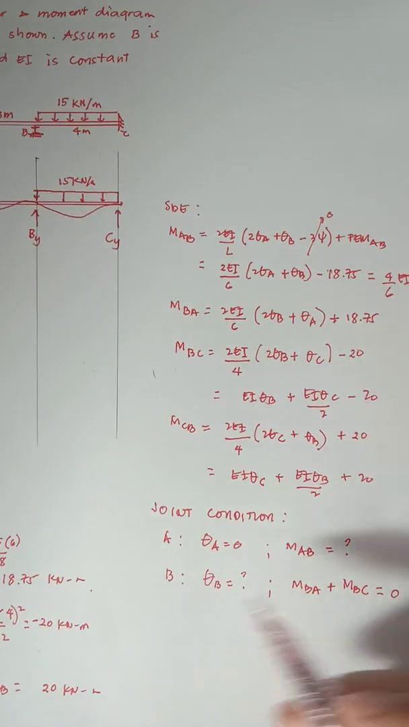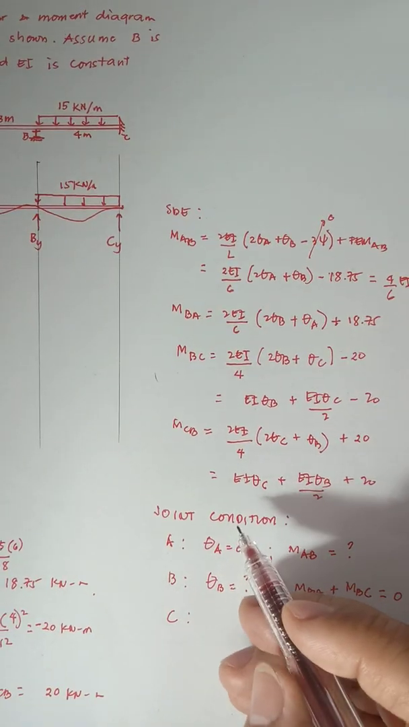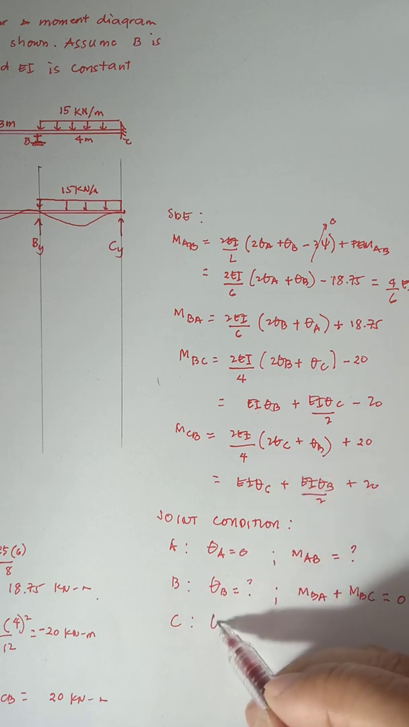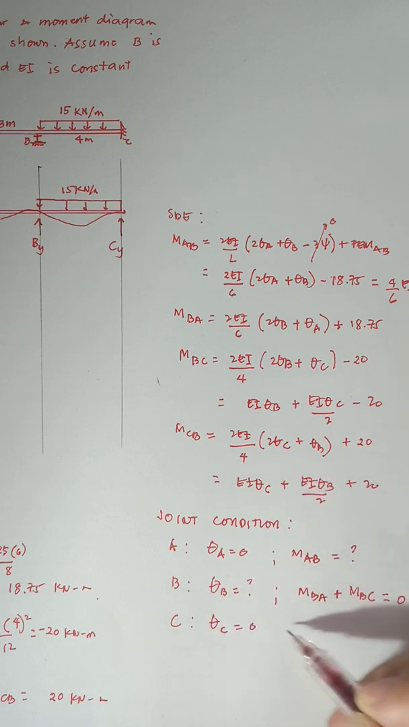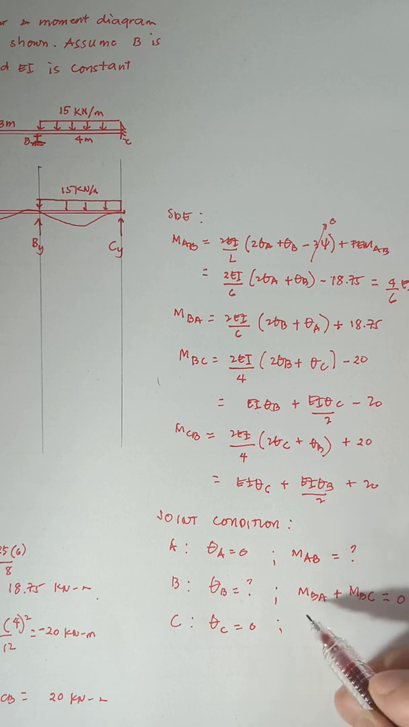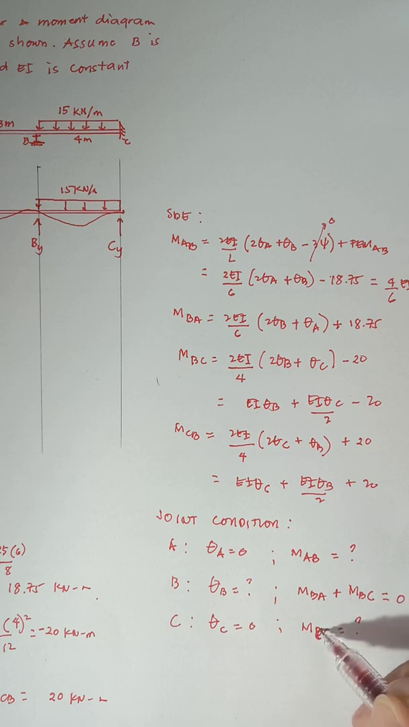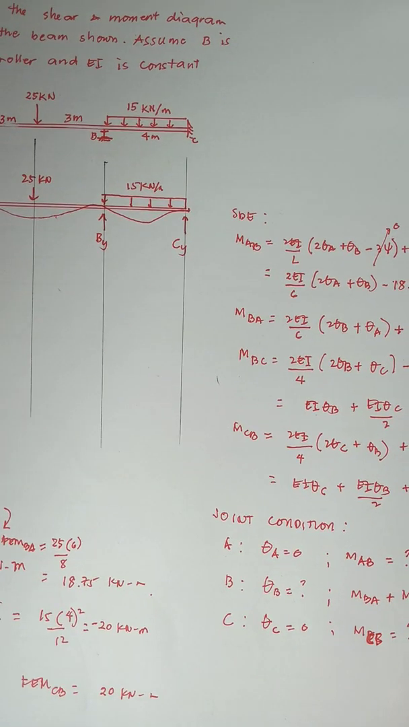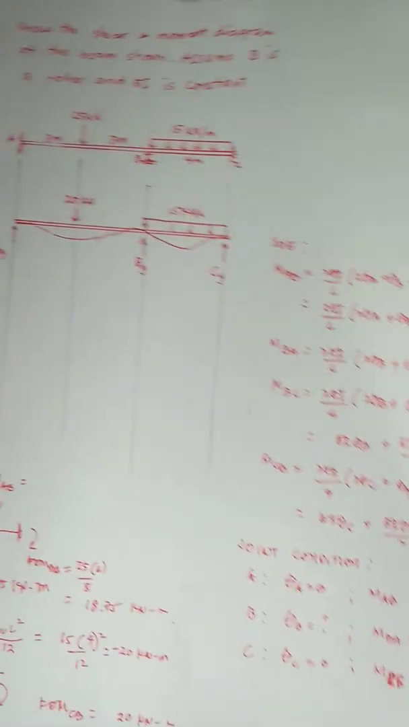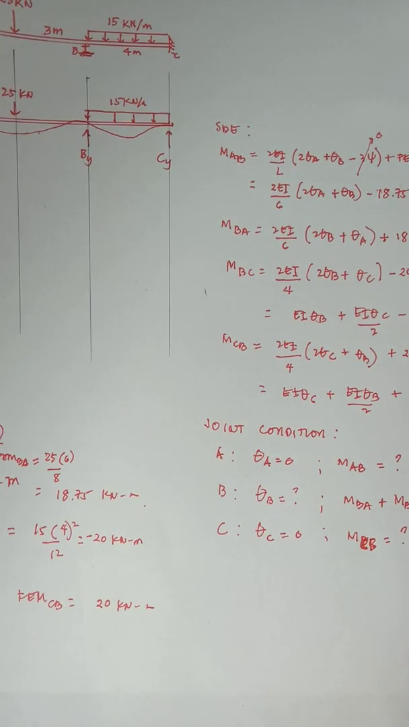Okay. At joint C, it is a fixed support. So, ang iyang theta C is equal to 0. Naa pod siya end moment kay fixed man. So, naa may moment ang fixed support. So, naa siya MBC. No? And that is MCB. Sorry. So, this is MCB. Okay, naa na man ta diri. So, MCB is unknown yet.